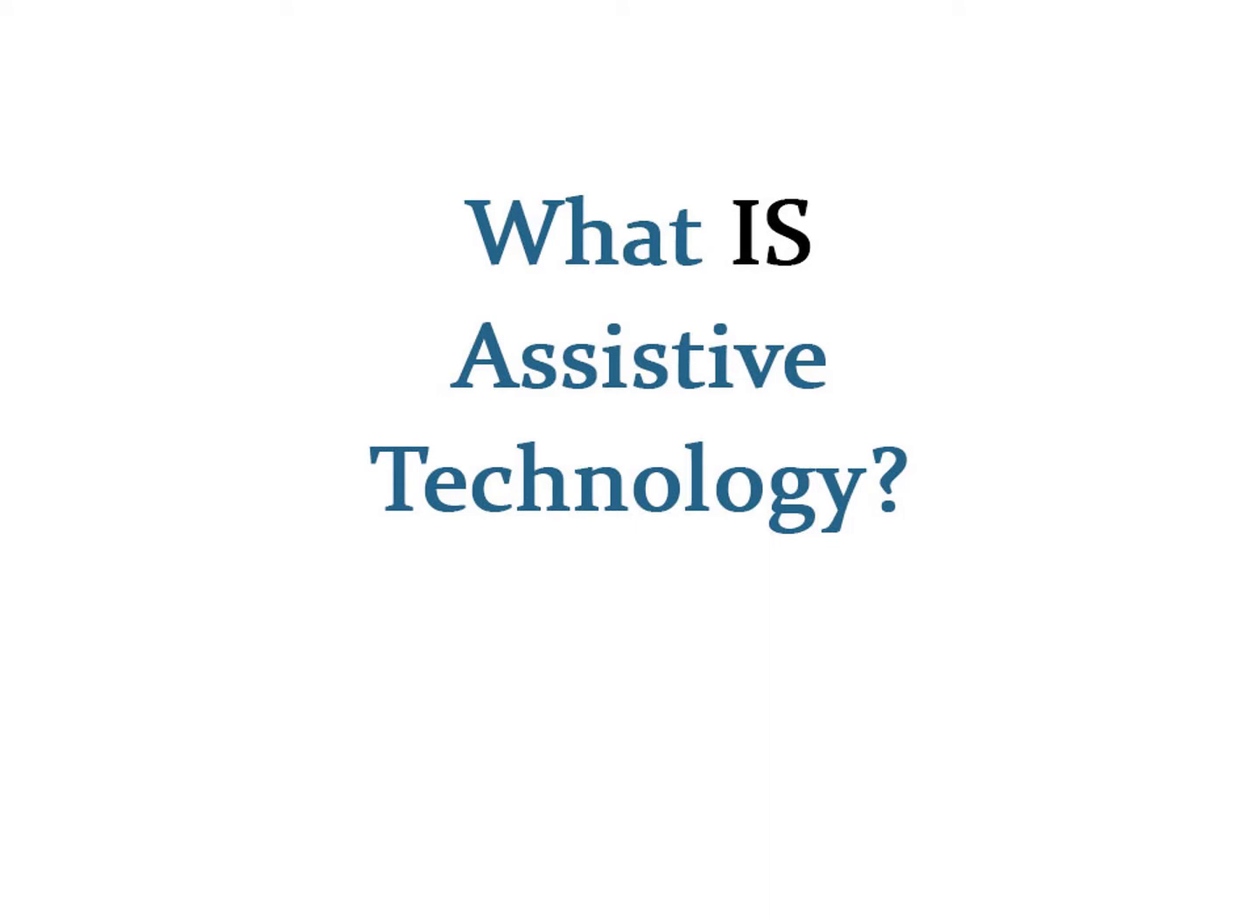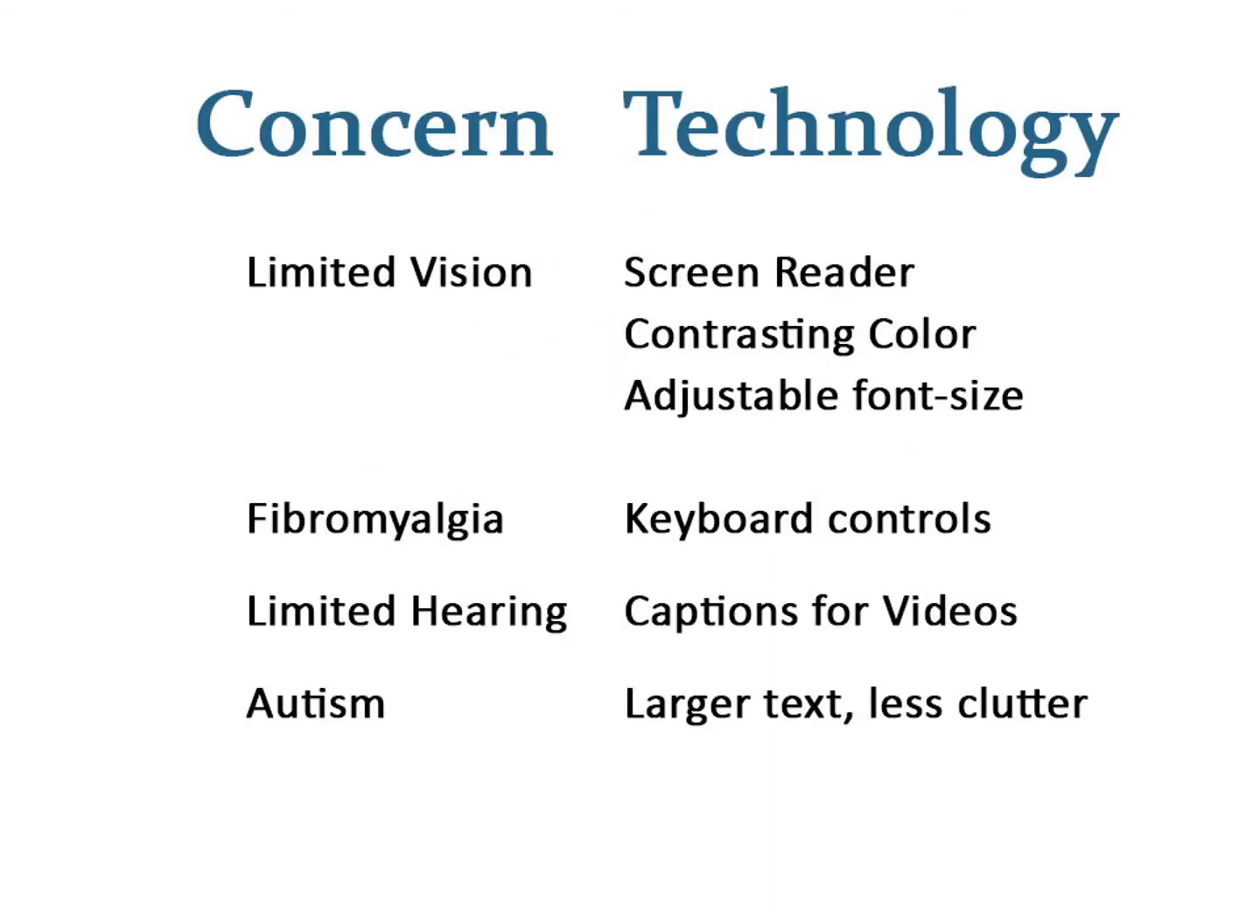What is assistive technology? If you have a concern, such as limited vision, technology might include a screen reader, contrasting color, or adjustable font size. For fibromyalgia, you may need keyboard controls. For limited hearing, captions for videos would help. For autism, larger text and less clutter.